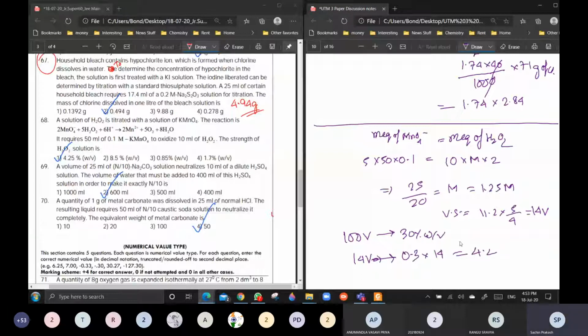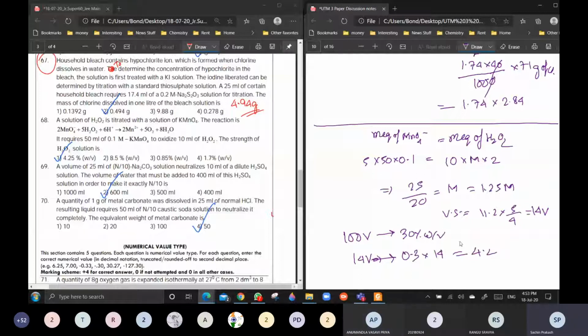Getting my point? I have given this point in the notes also. If you know the molarity of H2O2, calculate volume strength and use that perhydrol is 100 volume and its volume strength is 30% W by V. From that also you can get it directly. Everyone is getting this? Sir, could you explain again?